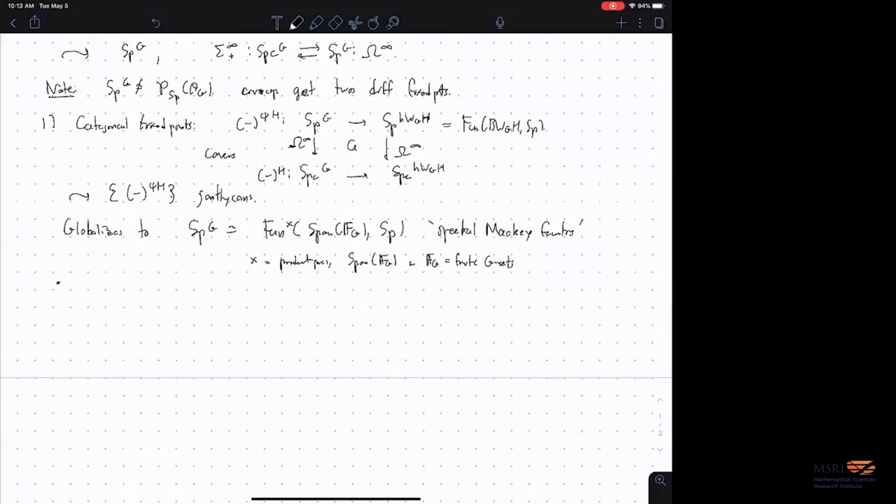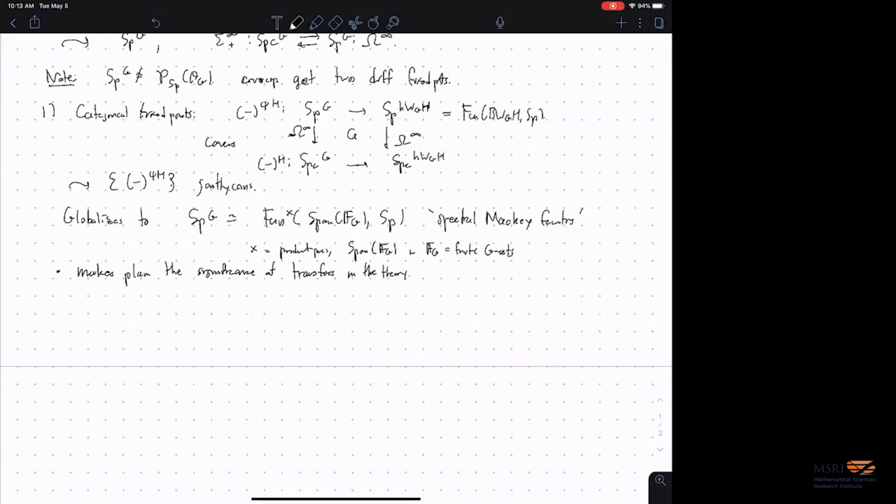So this presentation is useful in a number of ways. So this makes plain the significance of transfers in the theory. The transfers, which are encoded by looking at the wrong way maps in the span category, or maybe the covariant maps, are precisely the additional morphisms I need for a G spectrum to be a G spectrum as opposed to a naive G spectrum, i.e. a spectral presheaf. This parameterization in terms of categorical fixed points is also highly adapted to the study of equivariant K-theory.